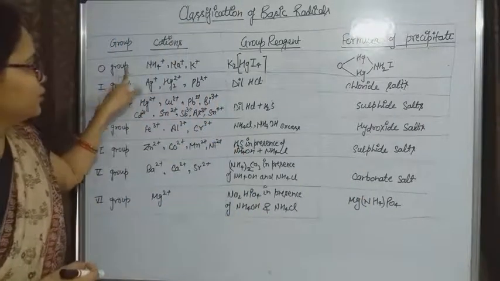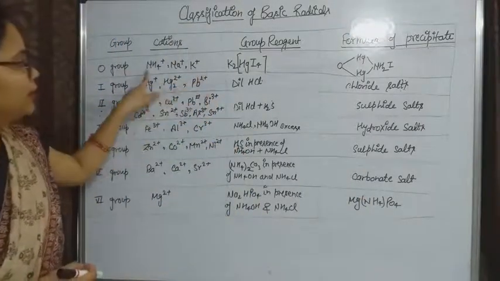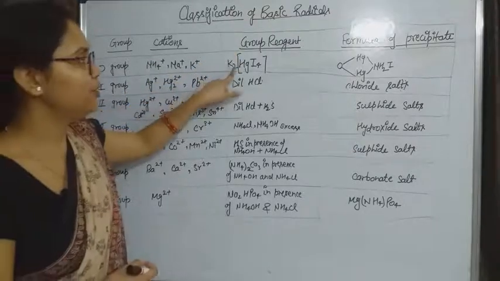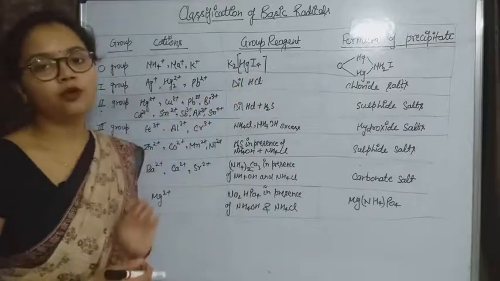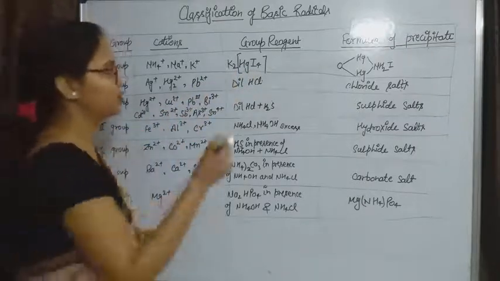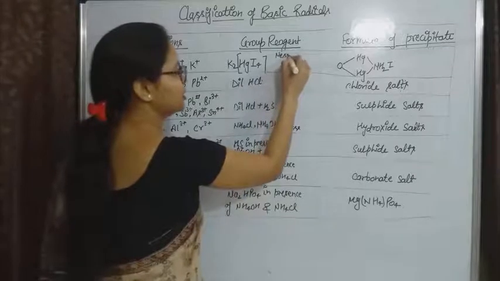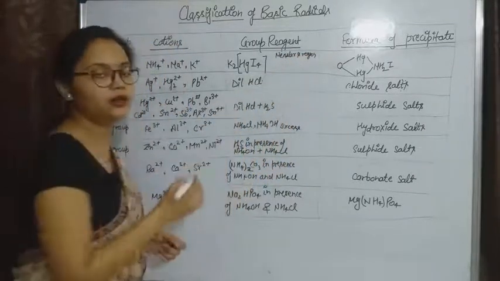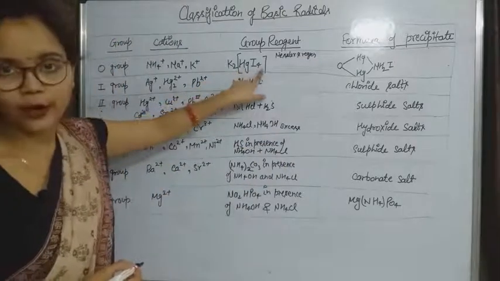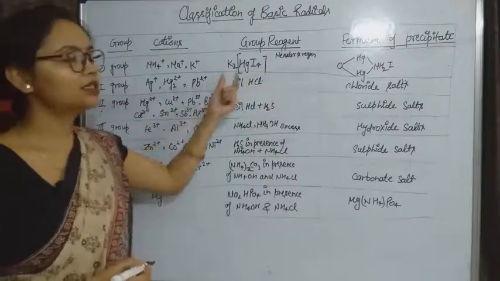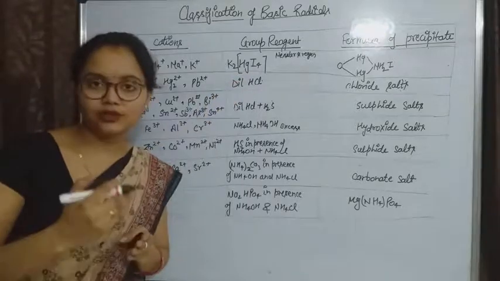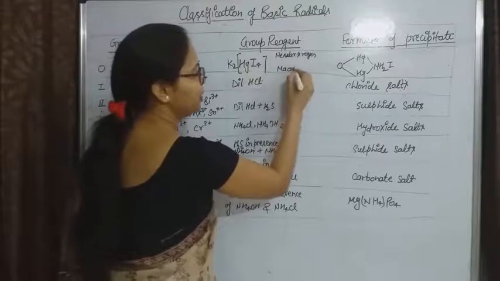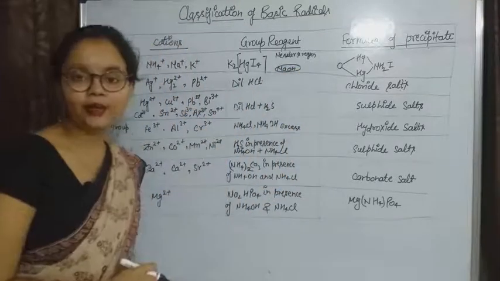In 0 group, 3 cations are present: ammonium cation, sodium cation and potassium cation. Group reagent is K2HgI4. The common name of this compound is Nessler's reagent, and the chemical name is potassium mercuric iodide. This compound gives the reaction only in basic medium, so to provide basic medium we have to add some quantity of NaOH also.